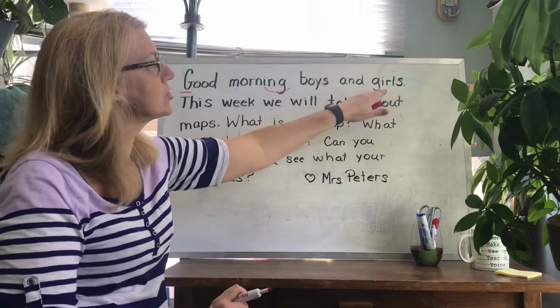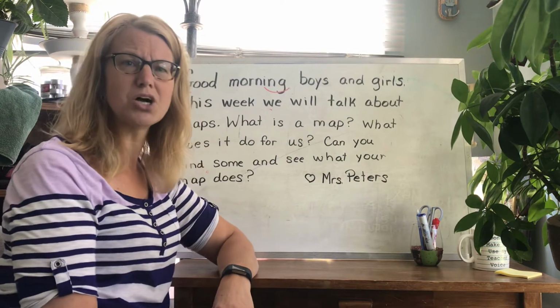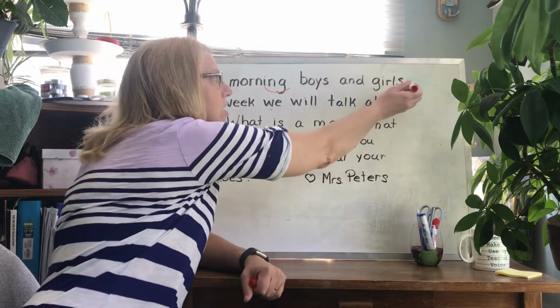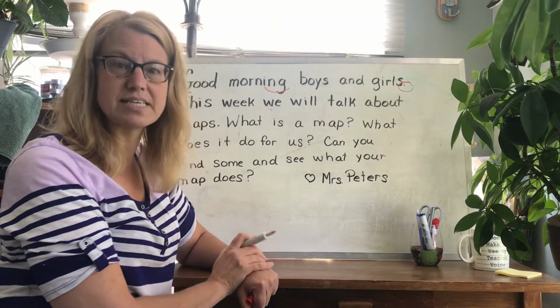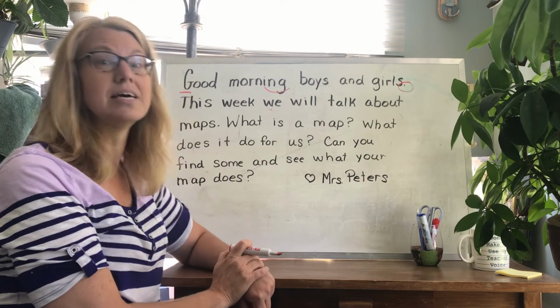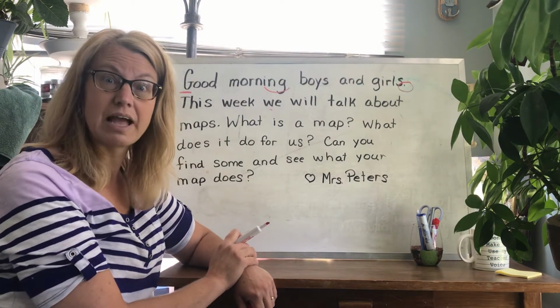Boys and girls. After that sentence, there's something there. Do you remember what it's called? It's been so long. We have a period. That's right. We ended our sentence. We ended our thought. So we have to show it with a mark, and that's a period.